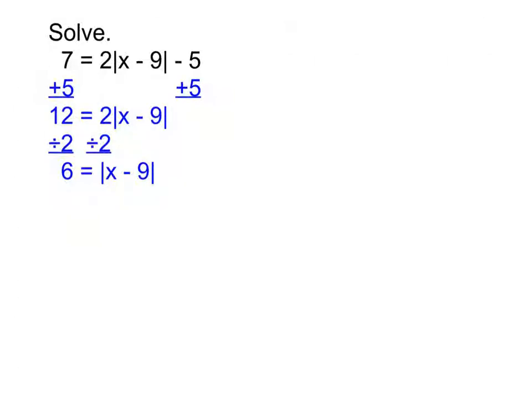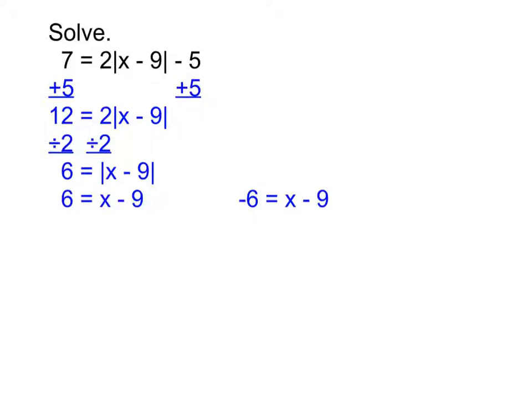And then once we've gotten here, this is the point where I have to get rid of the absolute value. Now remember, getting rid of the absolute value means splitting it up into two different equations. So I have one of them where it's a positive 6 equals x minus 9, and the other one where it's a negative 6 equals x minus 9.